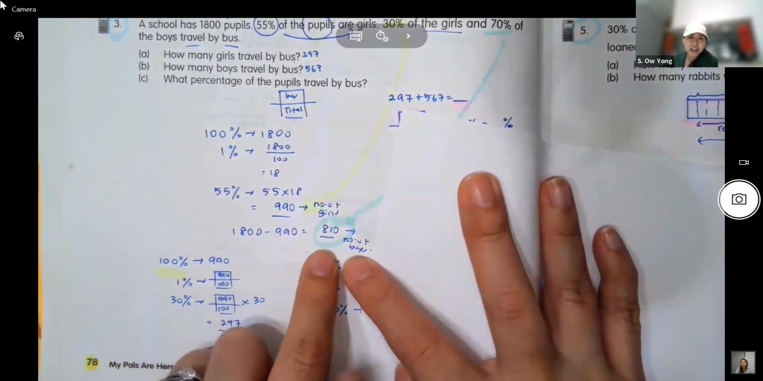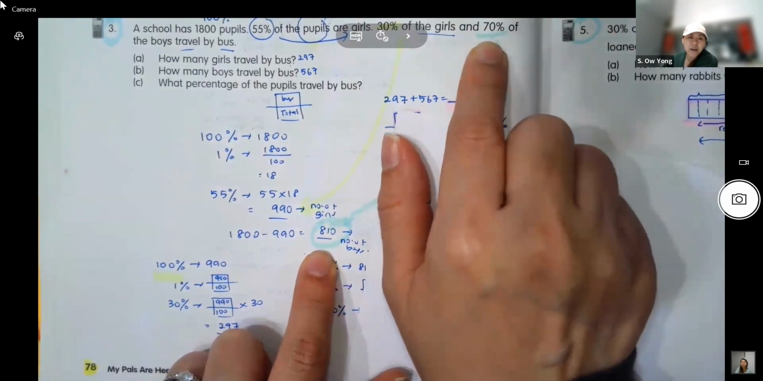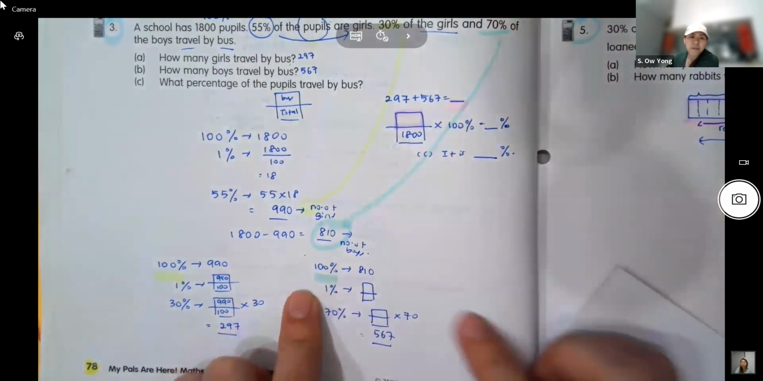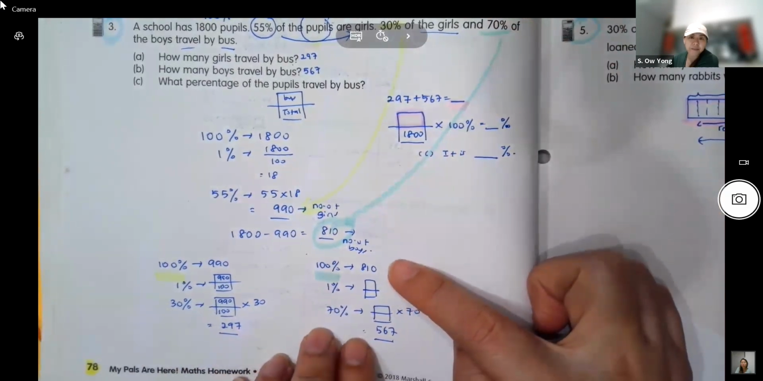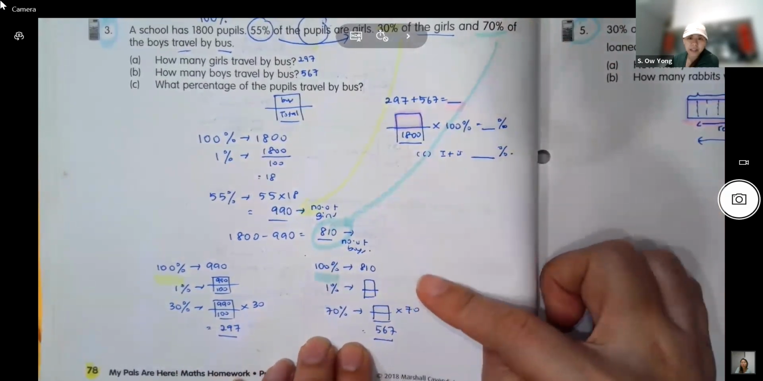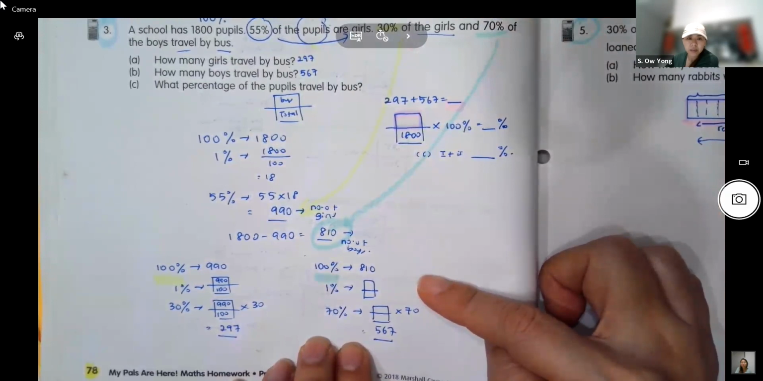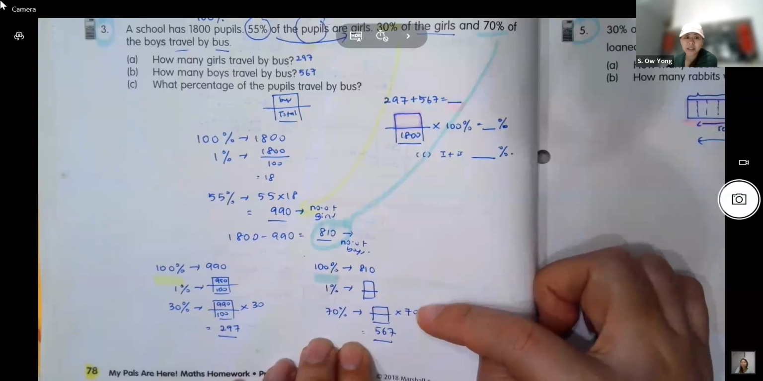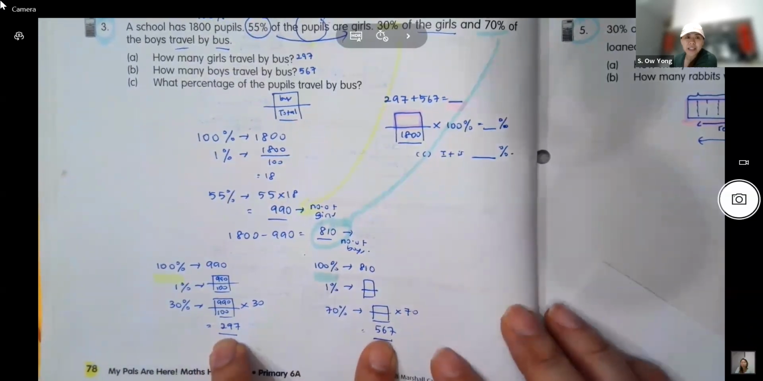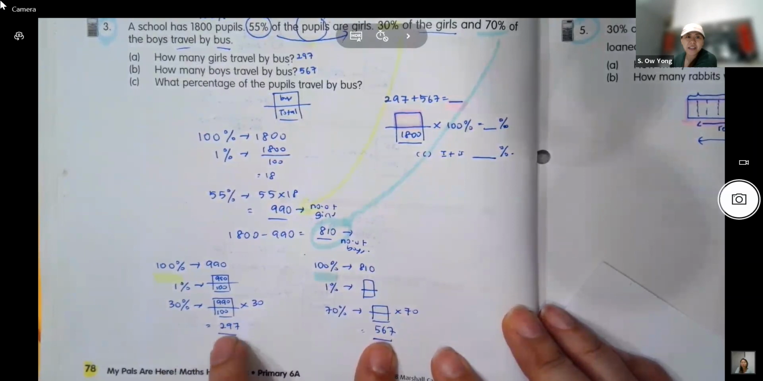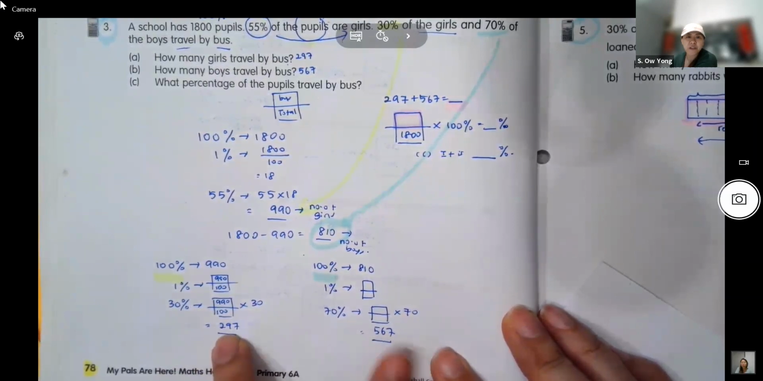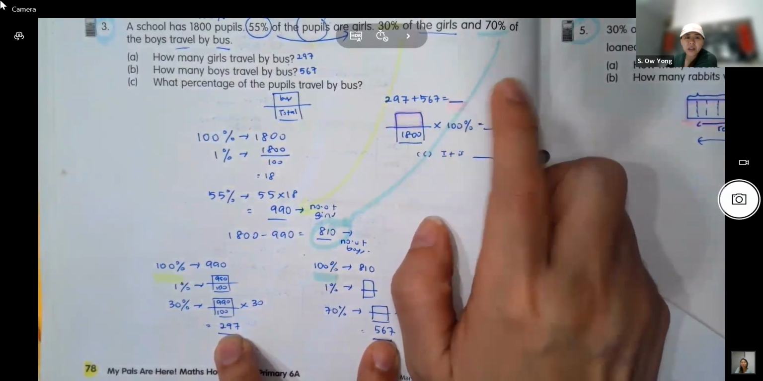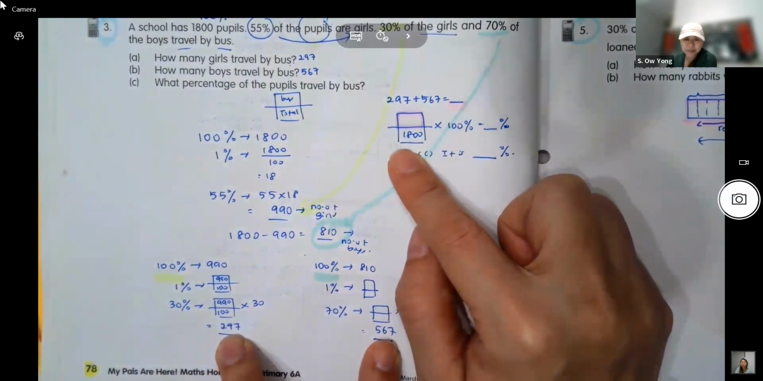Now I highlighted in green that actually 810 are all the boys. So same thing, you write down 100% arrow 810, 1%. Then you find out what is 70%. This question, you may use a calculator. You will see these two numbers now. These are the number of girls who traveled by bus. This is the number of boys who traveled by bus. Then you add them together to solve part C.